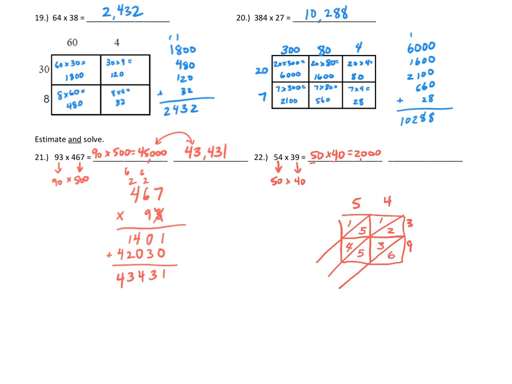And I will now add diagonally. 6 and nothing is 6. 5, 3, and 2, that is 10, carry the 1. 5, 4, and 1 is 10, plus that 1 more is 11, carry the 1. 1 and 1 is 2. I have an answer of 2,106, and compared to my estimate, it's pretty close, so another reasonable answer.